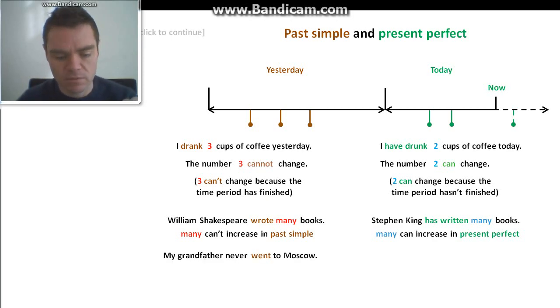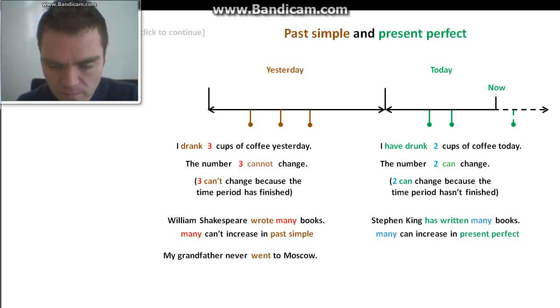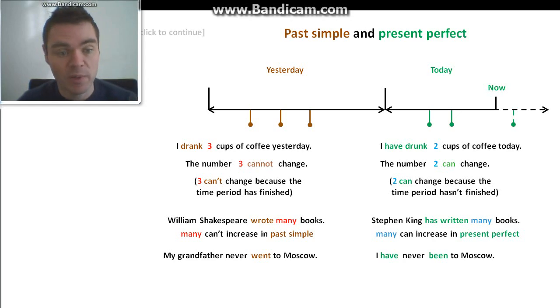And let's look at another example. Slightly different. We're going to use the adverb never here. So my grandfather never went to Moscow. Simple past. And I have never been to Moscow. So again, what is the difference here? My grandfather is no longer alive. So the time period for him has finished, his life. So he never went in his life, and he can never go now.